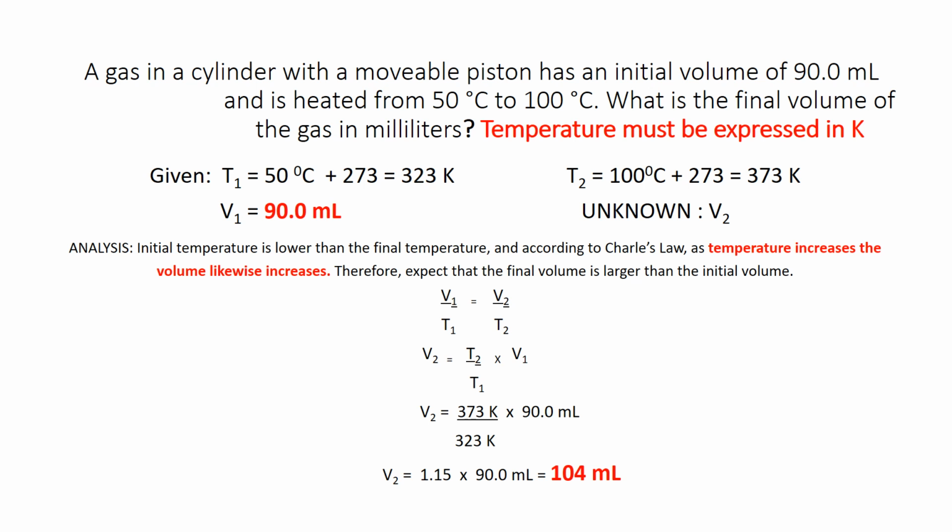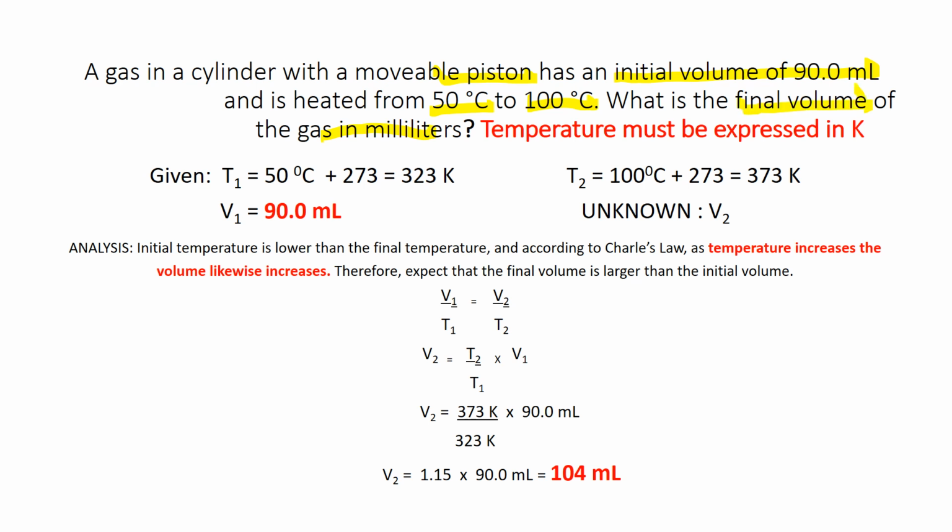So here is a problem. A gas in a cylinder with a movable piston has an initial volume of 90 ml and is heated from 50 degrees Celsius to 100 degrees Celsius. What is the final volume of the gas in milliliters? So the unknown is V2.